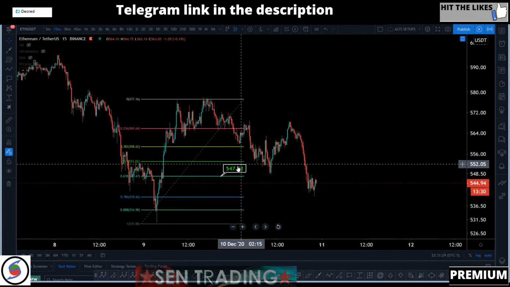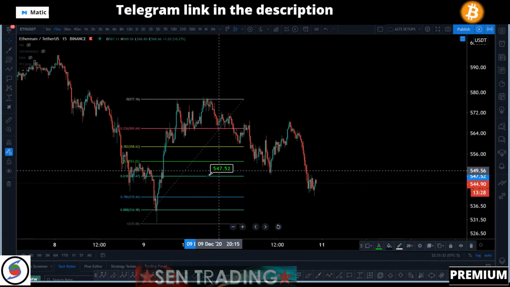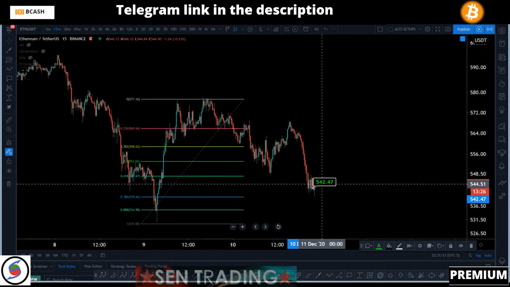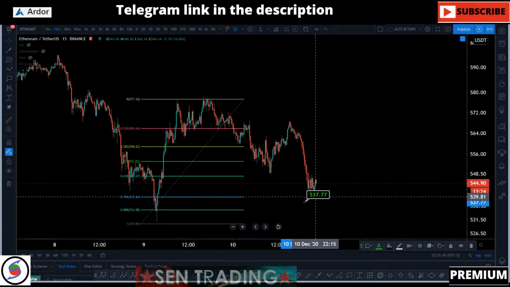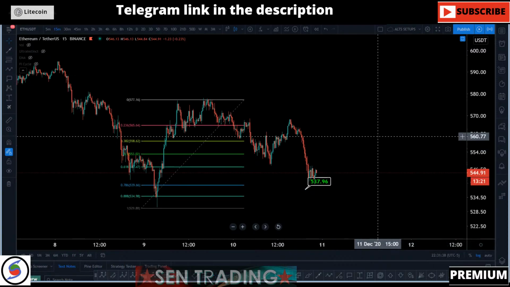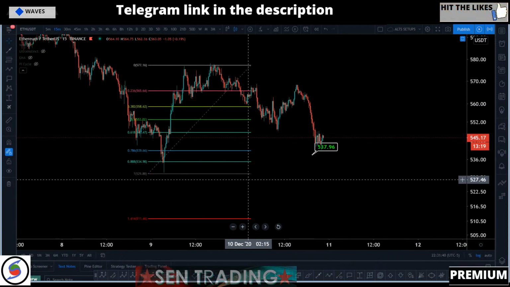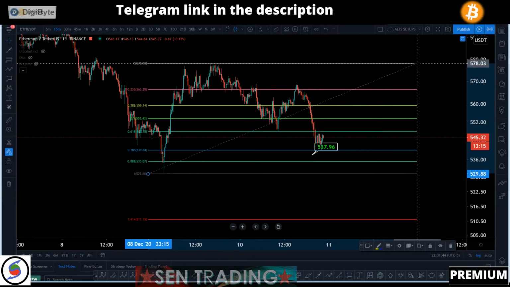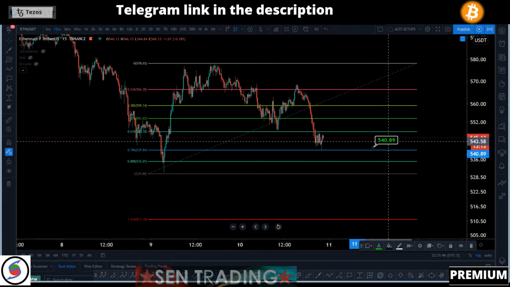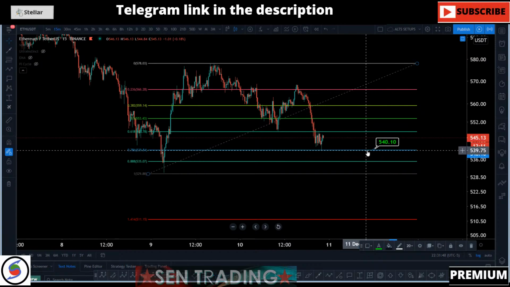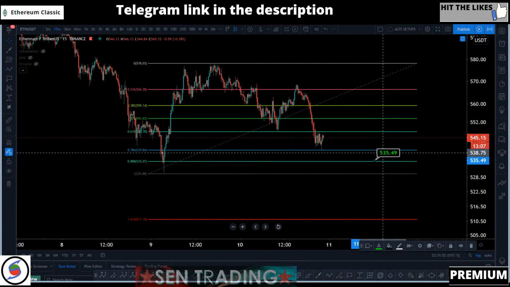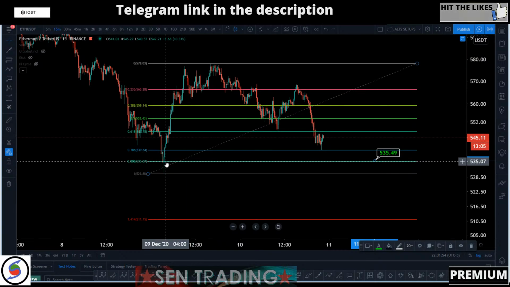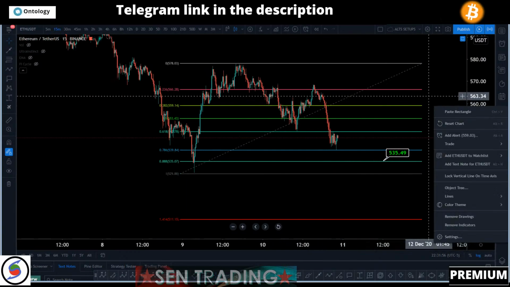So Ether retested exactly the 0.618. Now it is retesting just about like 0.786, right? So 0.786 is not a good fib level. It is not a bullish fib retracement, okay? As you can see, it bounced right at it, 540. So the next level of support is going to be just about 535, which is like 0.888. So we just have to wait and see.